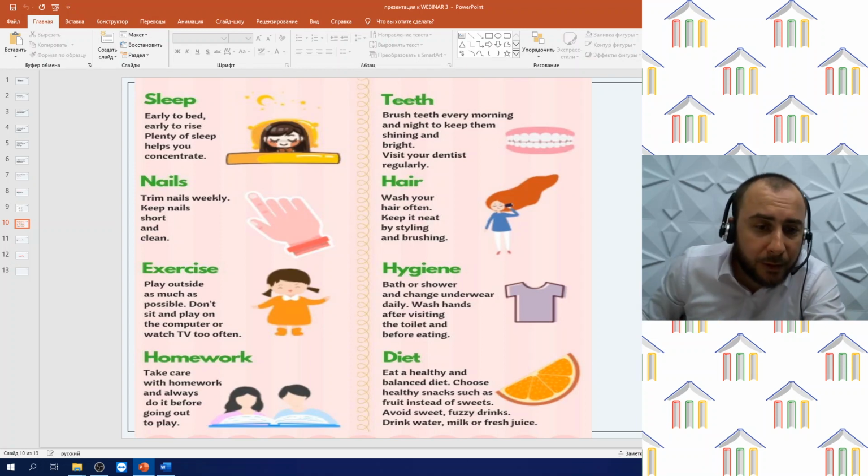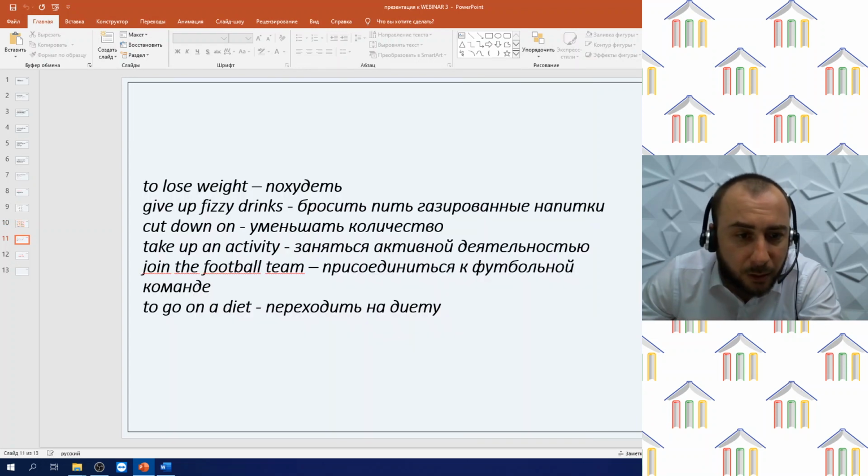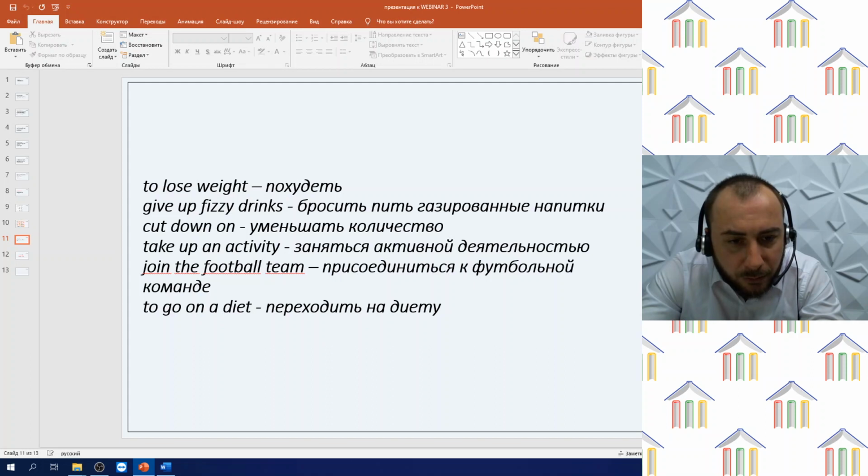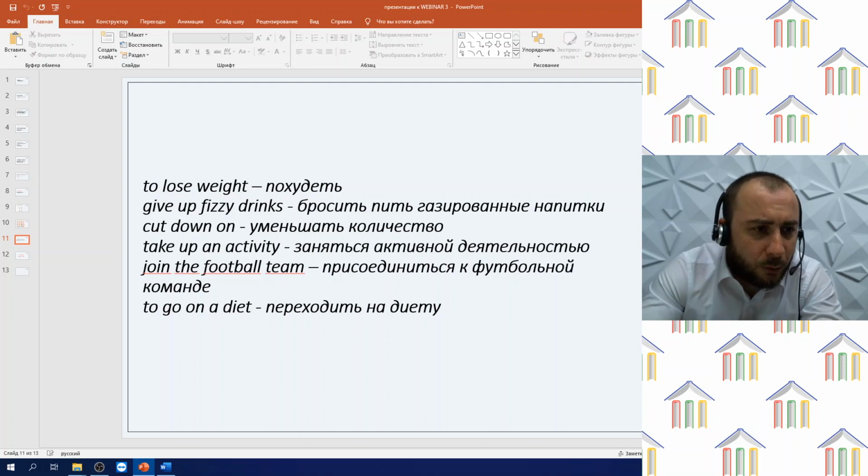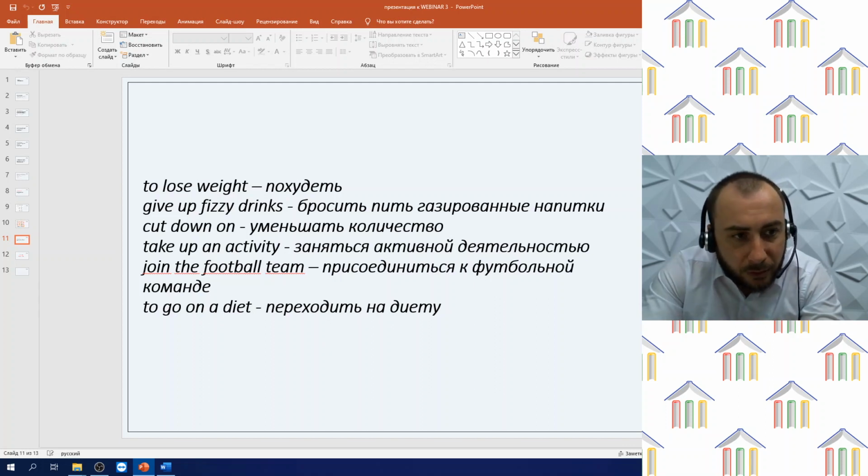Talking about healthy habits, the following collocations will be very useful. To lose weight, похудеть. Give up fizzy drinks. Бросить пить газированные напитки. Cut down on. Уменьшать количество употребления чего-либо. Take up an activity. Заняться активной деятельностью, упражнениями, зарядкой. Join the football team. Присоединиться к футбольной команде. To go on a diet. Переходить на диету. My friends, try to make up some sentences with these collocations to practice them.